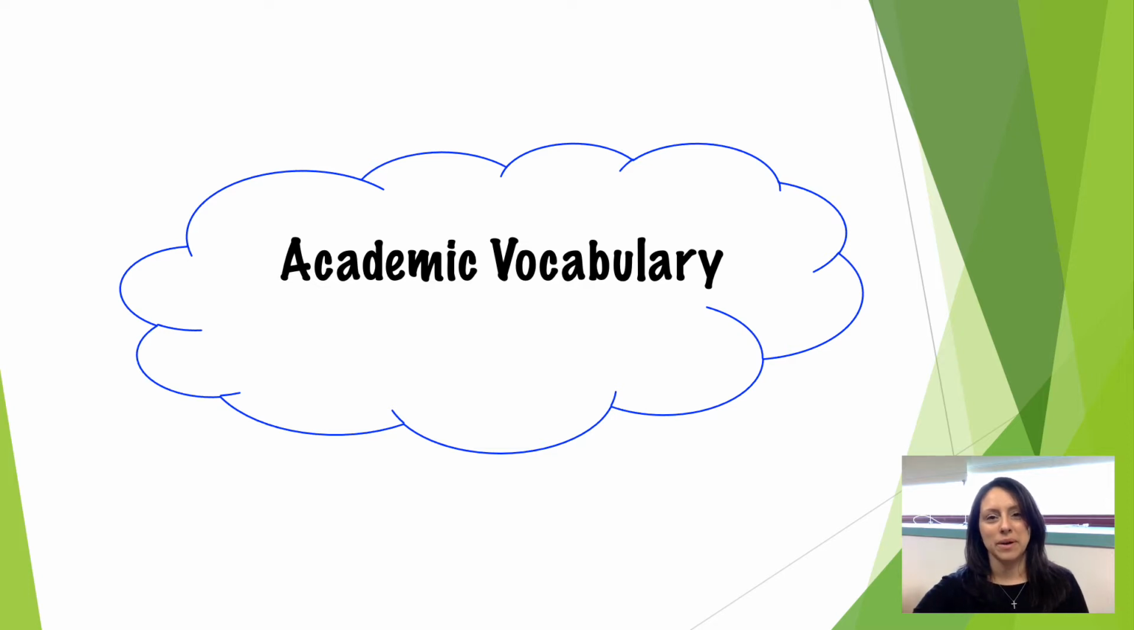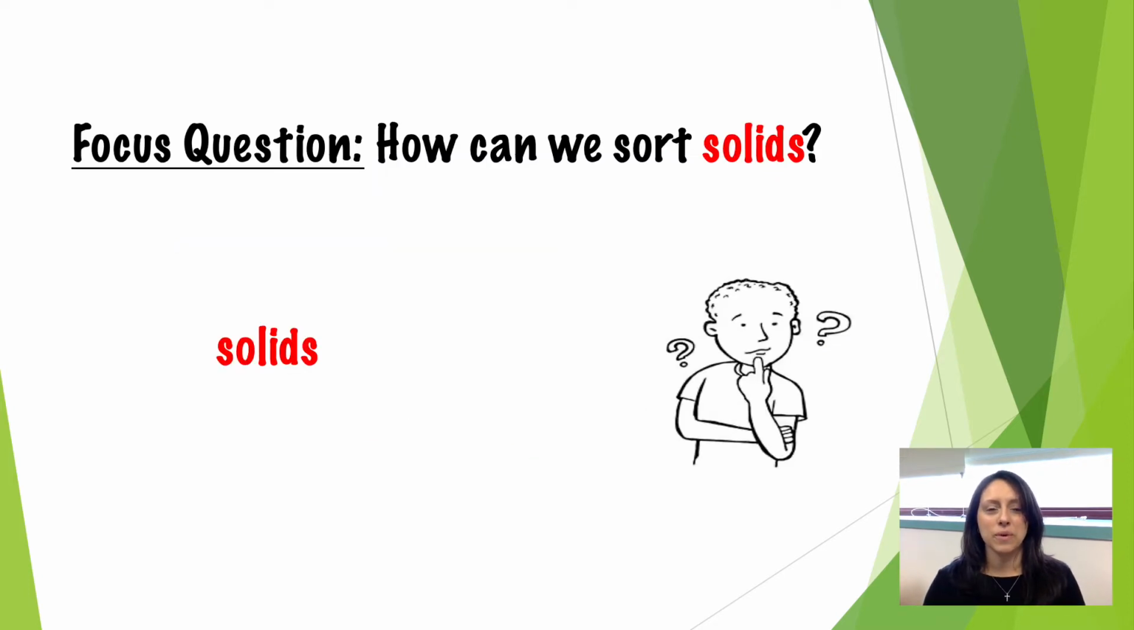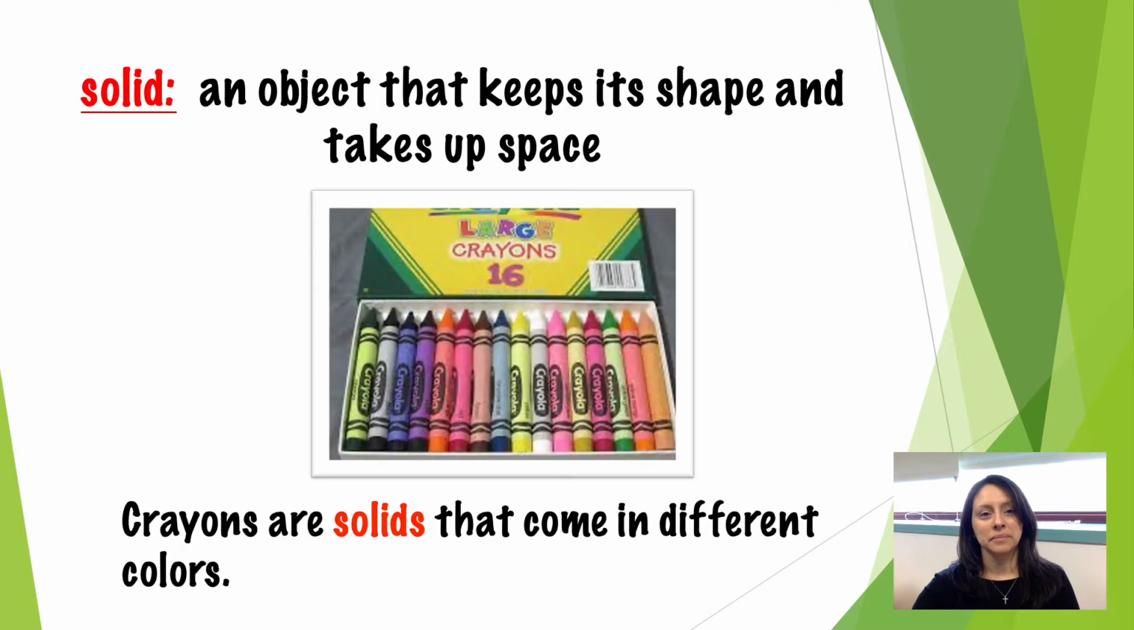Academic vocabulary. Here's the focus question for this lesson. How can we sort solids? The academic vocabulary word is solids. Do you know what solid means? A solid is an object that keeps its shape and takes up space.